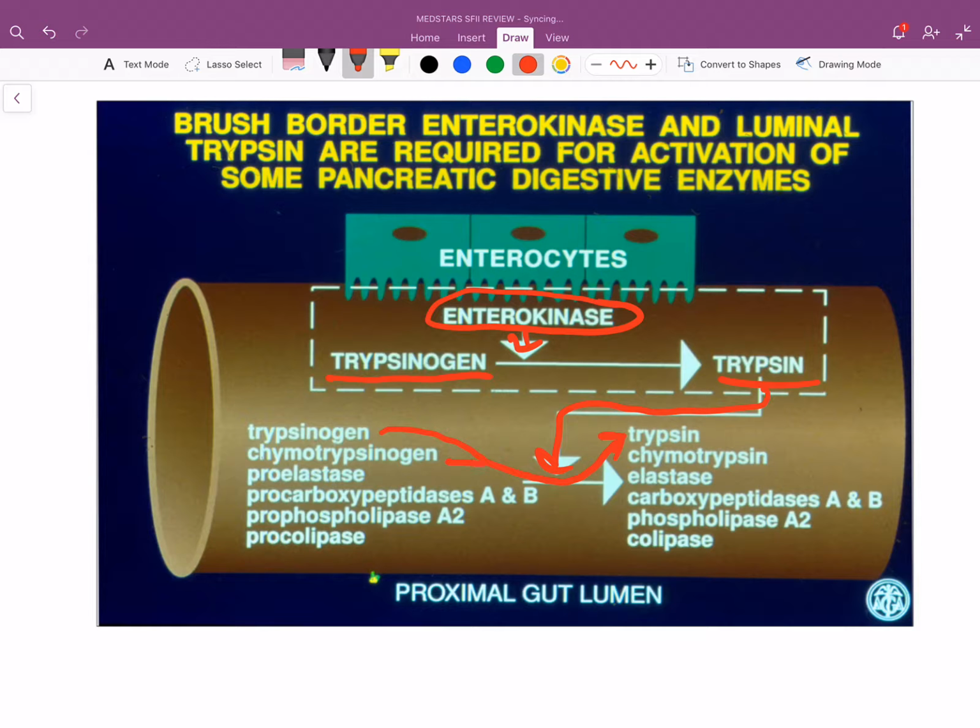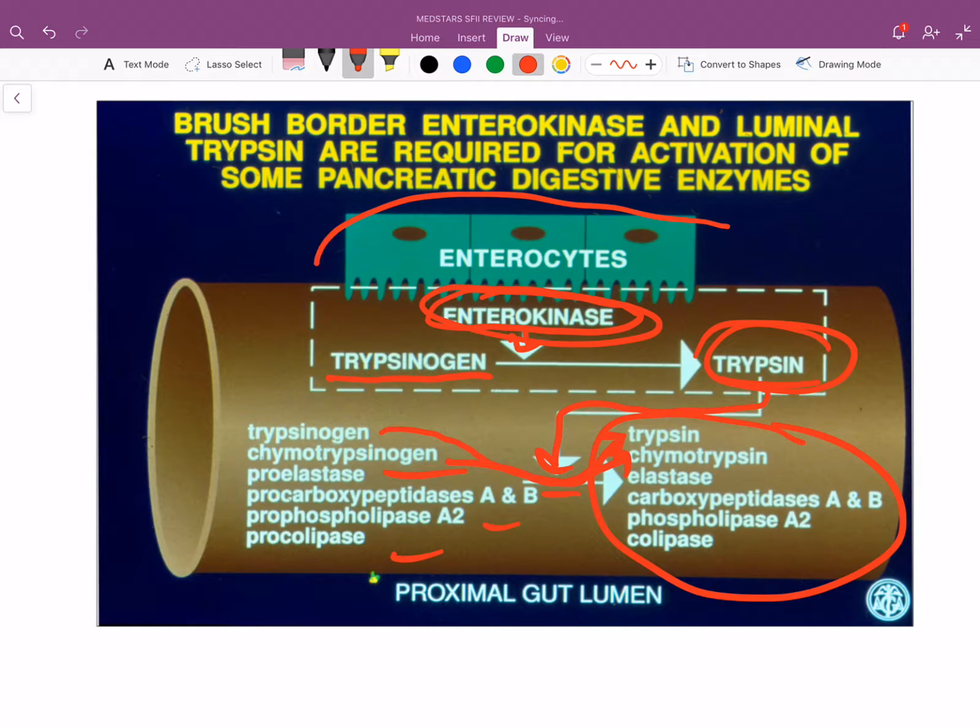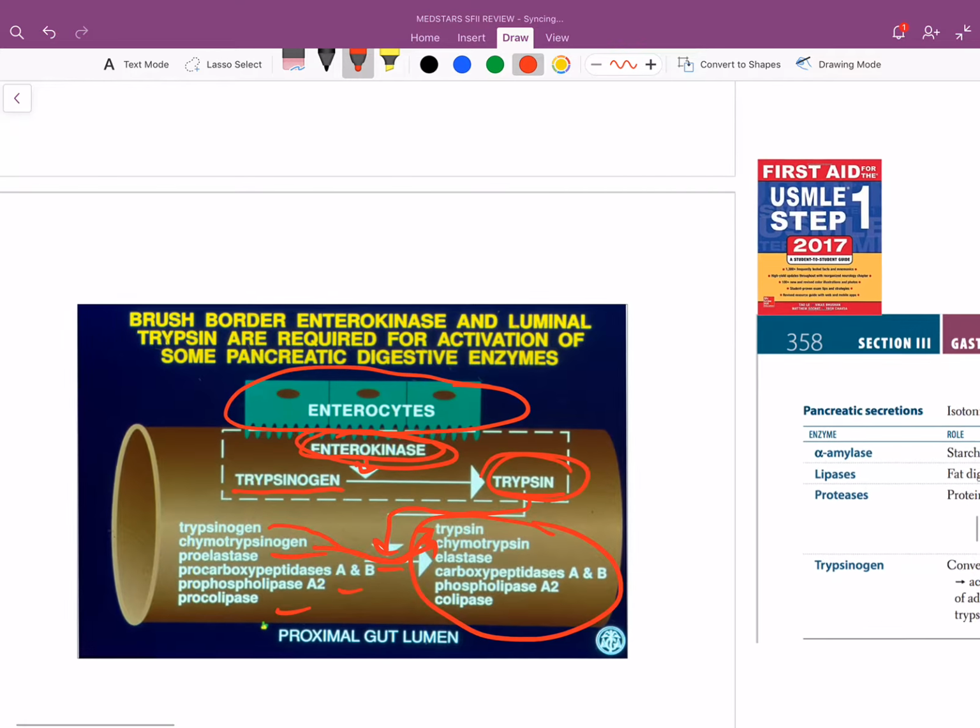It converts chymotrypsinogen into chymotrypsin. It converts all of these proenzymes, all of these zymogens, into their active enzyme form. You need trypsin. If you didn't have trypsin, you'd be short. If you didn't have enterokinase to activate the trypsin in the first place, you'd be short. That's why our brush border is so important, because our brush border contains enterokinase, right?